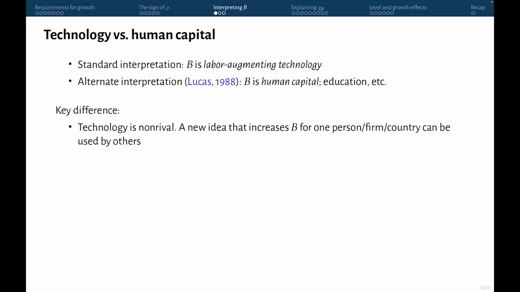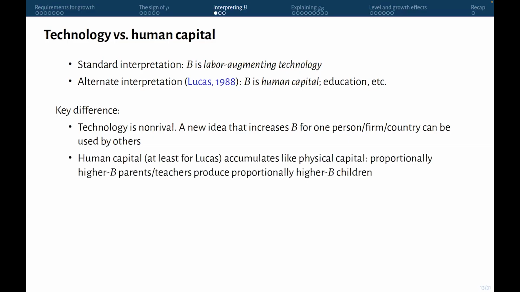One new idea, a new idea for how to organize production in a way that doesn't require as much labor, increases B for everyone that uses it, for every factory that adopts the blueprint or whatever. Whereas human capital accumulates in some sense like physical capital. You have to build it for each unit. You have to teach each student.